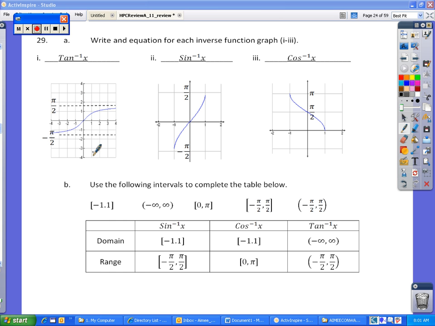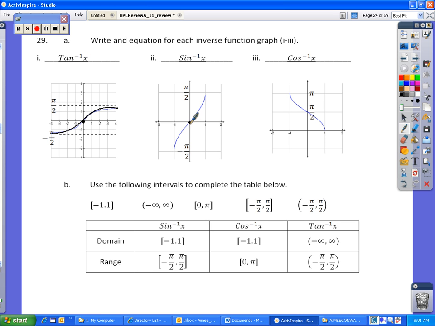Well, they were originally vertical asymptotes. However, for the inverse, I'm now going to flip them and make them horizontal asymptotes. And my graph is still going to go through 0, 0. And then it's going to be an increasing graph looking like this. So this is your tan inverse. Tan inverse is the only one that has the asymptotes like that of your basic sine, cosine, and tangent functions.